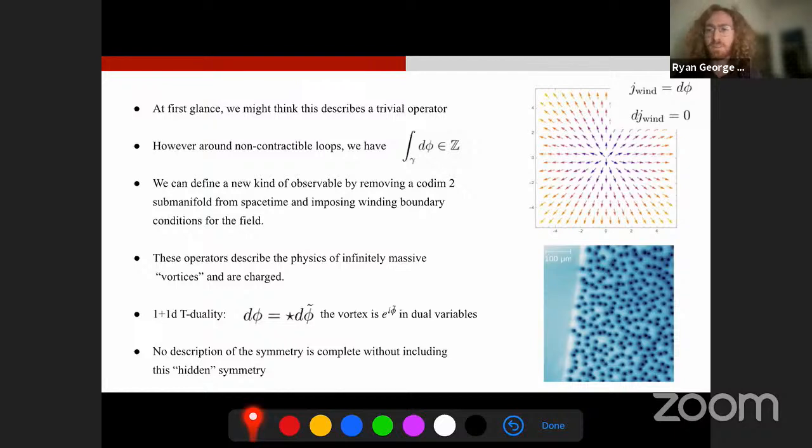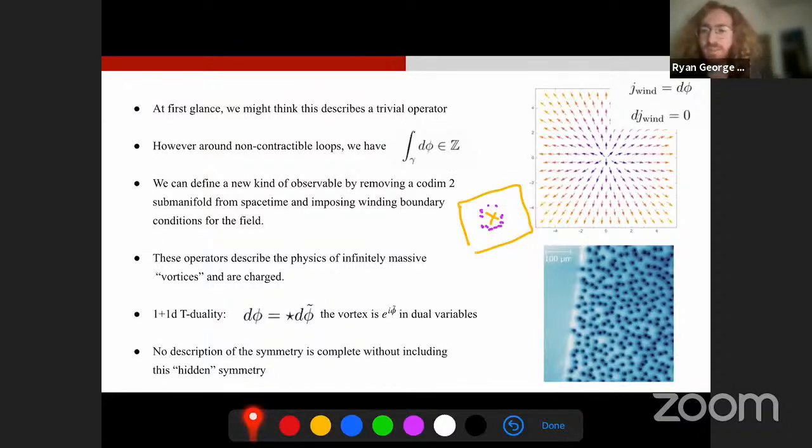And what those singularities are is actually another operator that we can define in this theory. The way we define it is we choose some codimension two submanifold. So maybe we're in two dimensions, so we choose a point and we remove that point. Maybe we remove a small neighborhood of that point, and then we impose boundary conditions so that the field phi winds around these. So these operators are called vortices in this context because they look like this. You can see the winding; I've drawn phi as a vector field here. You can see they wind around here.